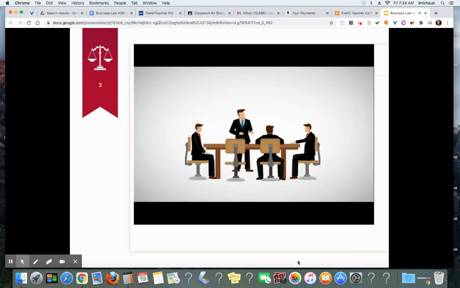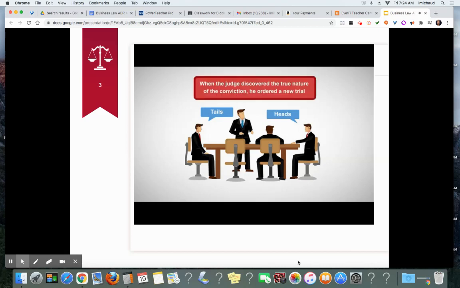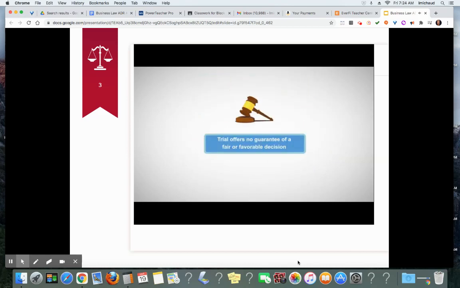In Kentucky, a man was convicted of murder when the jury flipped a coin after reaching a stalemate in deliberations. Of course, when the judge discovered the true nature of the conviction, he ordered a new trial. Still, the point is well taken. Trial offers no guarantee of a fair or favorable decision. Most forms of ADR reduce the amount of risk the parties undertake by leaving the outcome entirely in their hands.